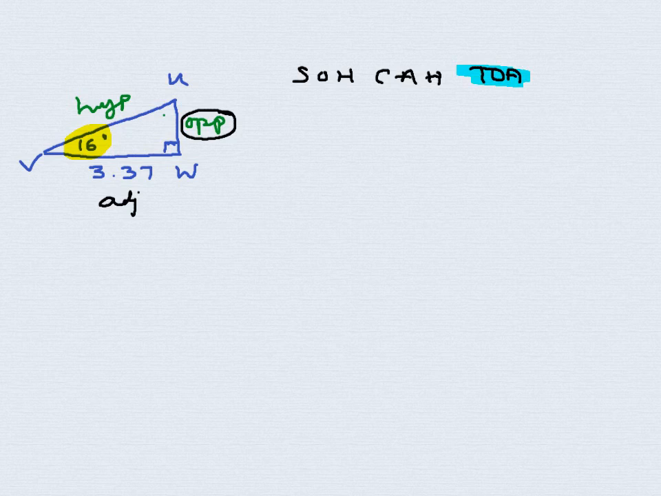The tan of 16 degrees, which is a small angle. The opposite side is going to be small compared to the hypotenuse. The opposite side, we can call it UW, or leave it as OPP, over the adjacent side, 3.37.